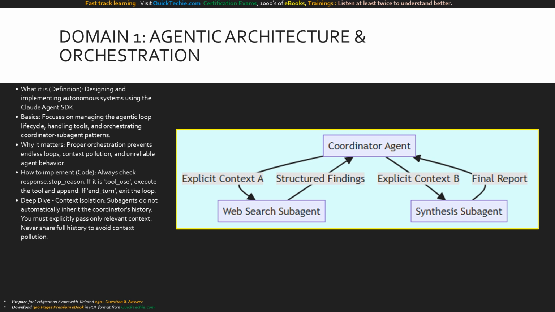The coordinator is intentionally isolating the context, giving the web search agent only what it needs to search and the synthesis agent only what it needs to write. The sub-agents then return their structured findings back to the hub. This precise control of information flow prevents token waste and keeps your sub-agents laser-focused on their specific tasks.